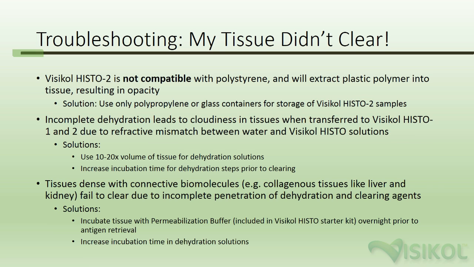What do you do if your tissue hasn't cleared? Visikol HISTO 2 is not compatible with polystyrene and will extract plastic polymer into the tissue, resulting in opacity. So be sure to use only polypropylene or glass containers for the storage of Visikol HISTO 2 samples. Incomplete dehydration can also lead to cloudiness in tissues when they're transferred to Visikol HISTO 1 and 2 due to refractive index mismatch between the water and the Visikol HISTO solutions.